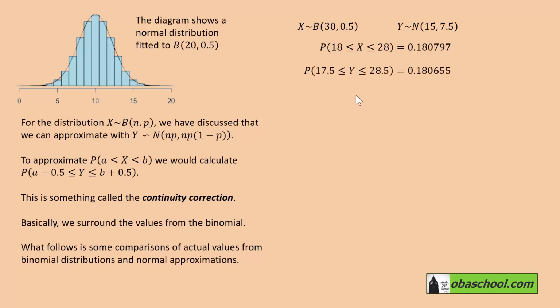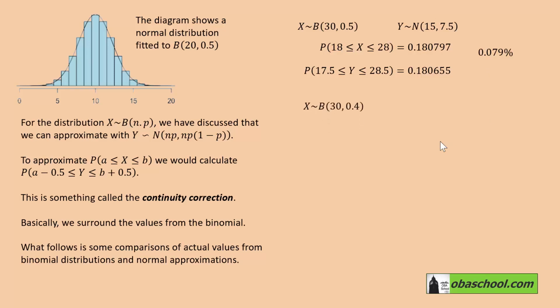And now I work out the probability that y is between 17.5 and 28.5. You can see the continuity correction. I'm surrounding the 18 to 28 by going 0.5 down and 0.5 up. And that gives us this value here. The difference between these two, based on this one as being exact, is 0.079%.